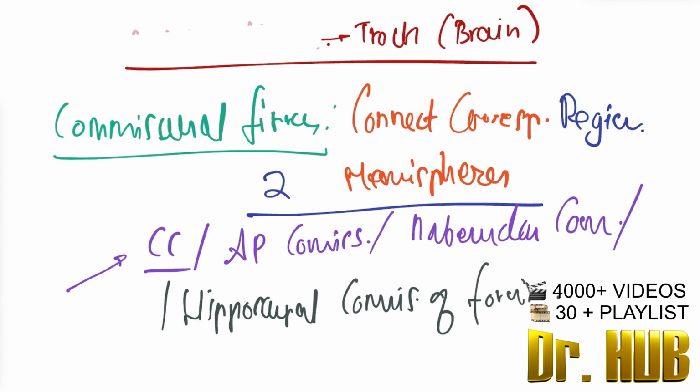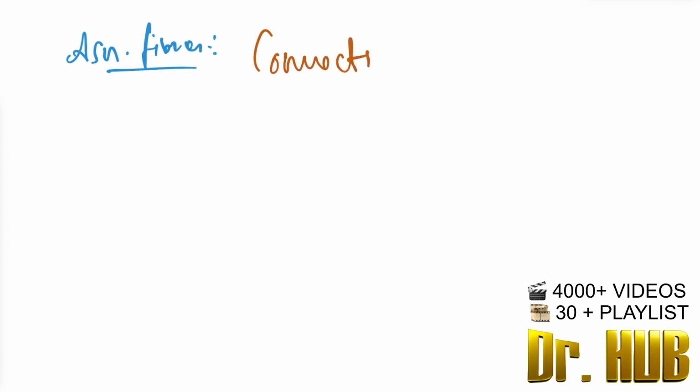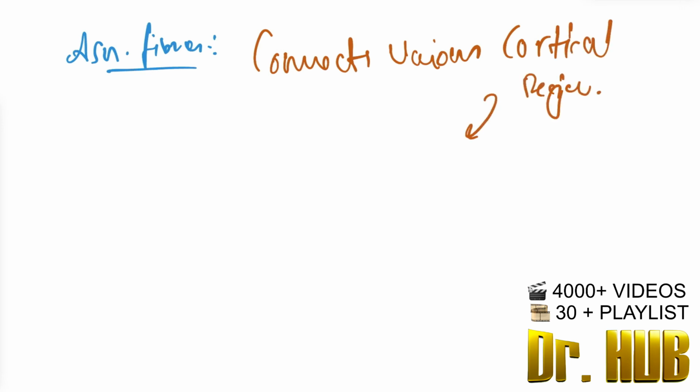Then we look at the association fibers. So how are the association fibers? The association fibers connect various cortical regions within the same hemisphere.